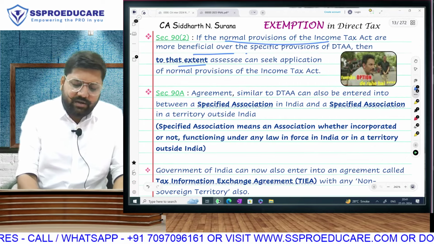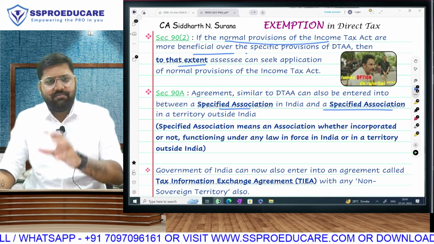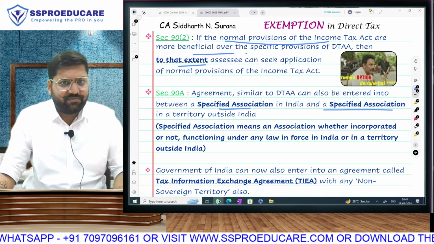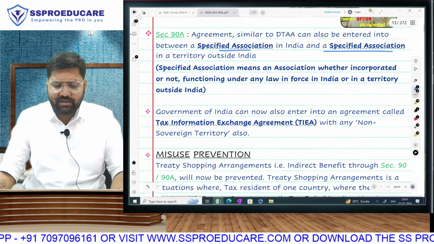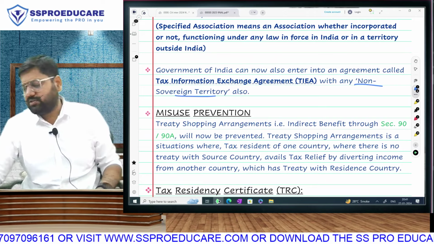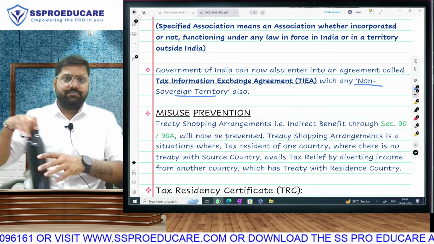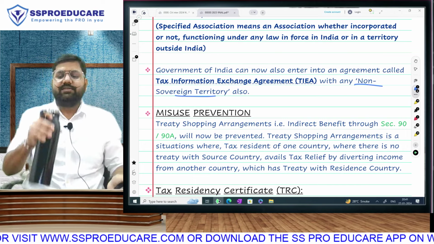We can enter into an agreement with a specified association also. For example, we can have an agreement between ICAI and the American Institute of Certified Public Accountants. That can also be an agreement of understanding, MOUs can be entered into. In fact, there are some countries which are non-sovereign. Non-sovereign means even today there is a kingdom. It is not run by the public, it is run by their kingdom, the Sheikh, Dubai ka Sheikh.